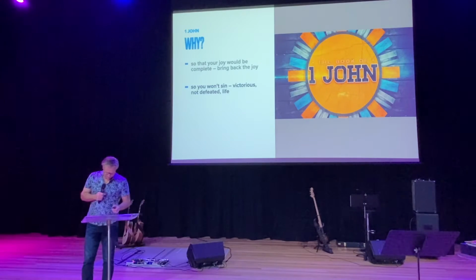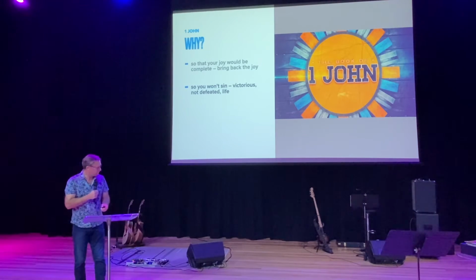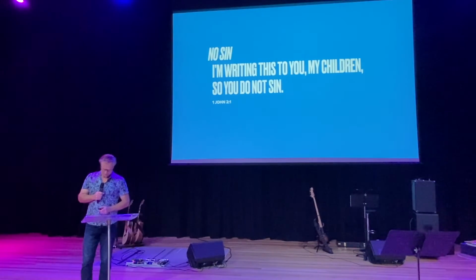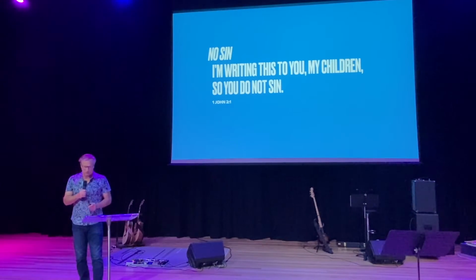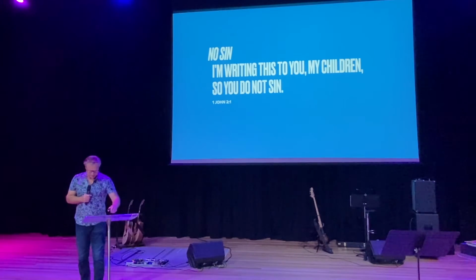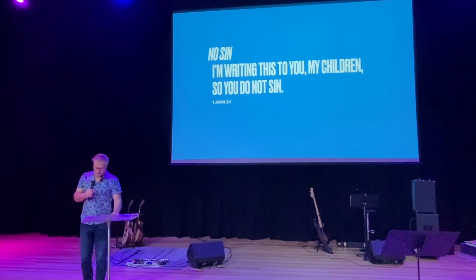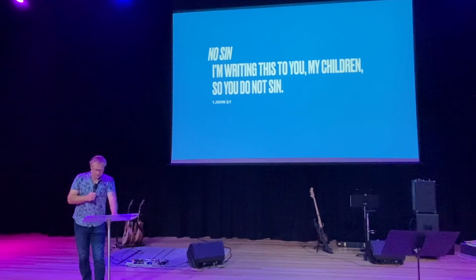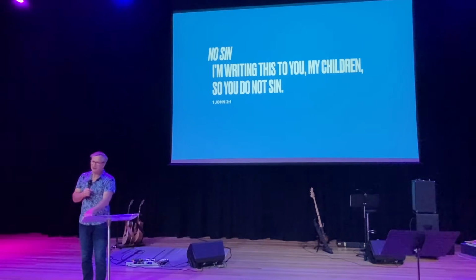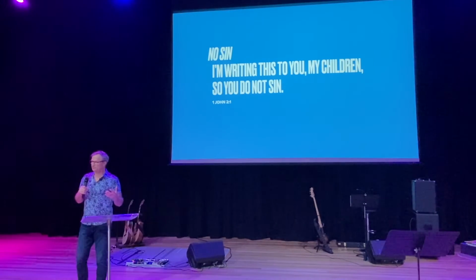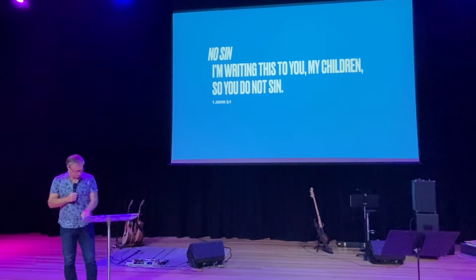The next one. The reason he wrote is so that you won't sin, so that you live a victorious, not a defeated life. And the verse for this one is 1 John 2:1. I'm writing this to you, my children, so you do not sin. There are lots of contrasts in this book of 1 John. Light and darkness, truth and lies, righteousness and unrighteousness, old commandments and new commandments, love and hate, life and death. And some of these contrasts are in the context of sin and righteousness.